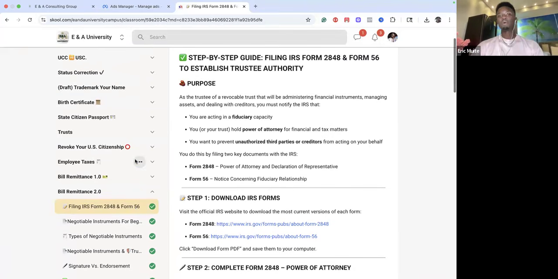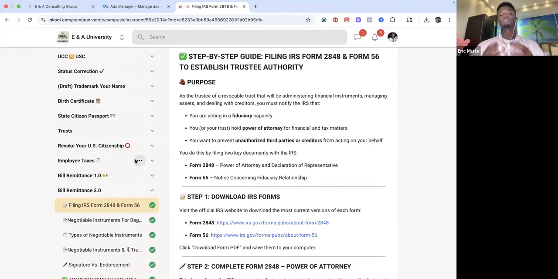And so the first step I would take if I was starting today, and this is the very first thing that I was learning, I would start by going through and filling out a 2848 and a Form 56 for the IRS. Why? Because as a trustee of a revocable trust, you'll be administrating financial instruments, managing the assets, and dealing with creditors.